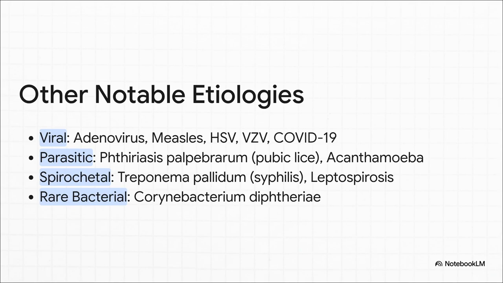We can't get tunnel vision on just those common bacteria. The list of potential culprits is huge, and it's a crucial reminder that a red eye can be the first sign of a much more significant, sometimes systemic disease. We're talking viruses, parasites, even spirochetes.